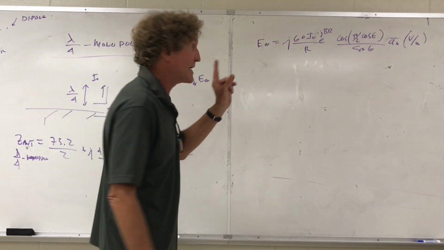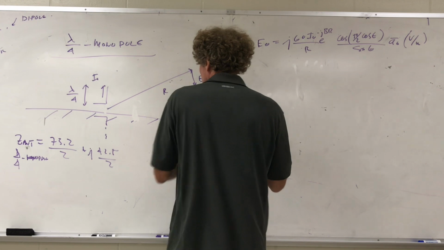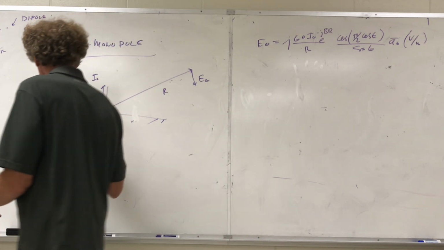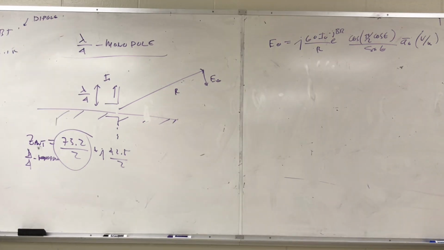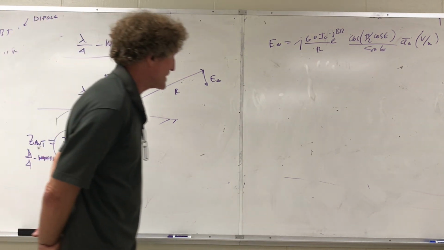Now here's the deal. The radiation resistance, that's Z antenna, is half that. What is that? About 36.5, something like that. Anyway, you can figure out it's approximately that for the radiation resistance.